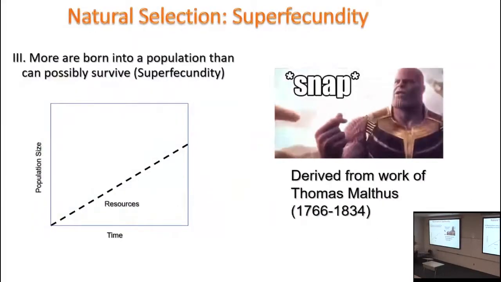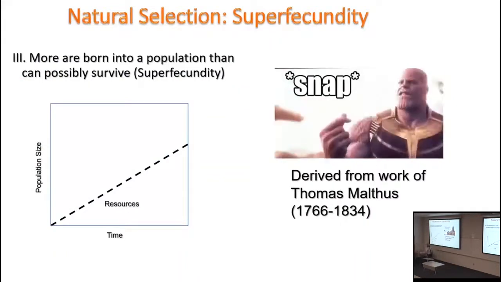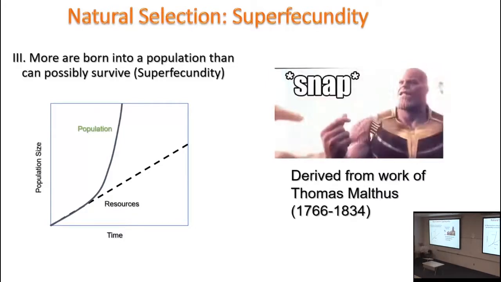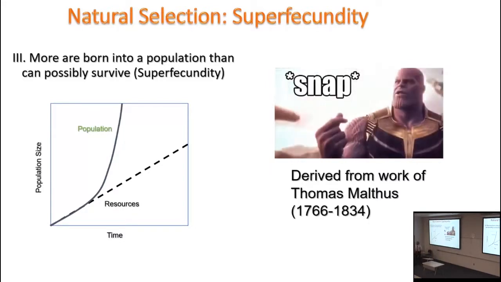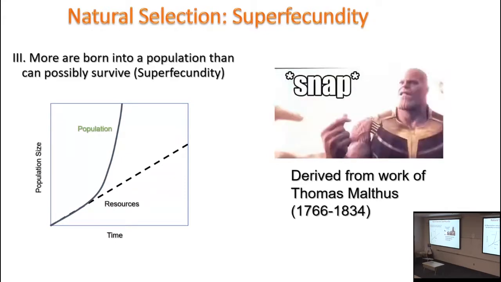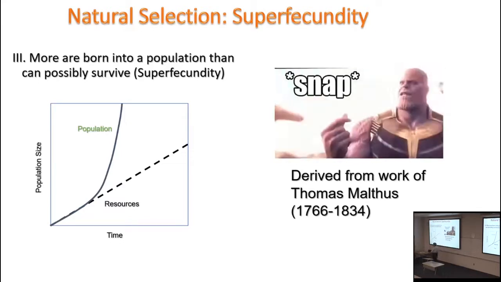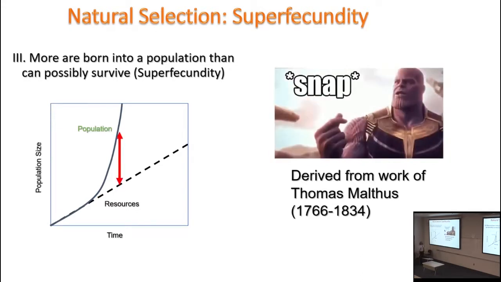Finally, superfecundity. More are born into a population than can possibly survive, derived from the work of this guy, Thomas Malthus. Malthus was a great demographer, one of the first demographers, a scientist who studies the statistics of population. And he pointed out that throughout history, the ability to get resources, mostly farming in this context, increases over time, but the size of the population increases faster. And you wind up with a population excess.